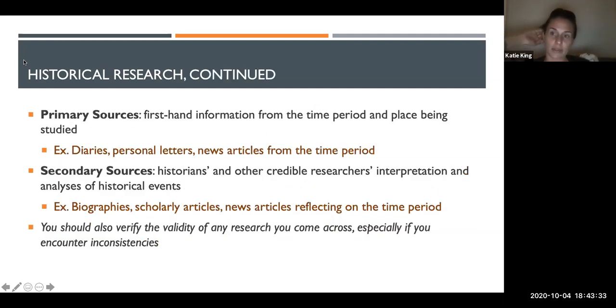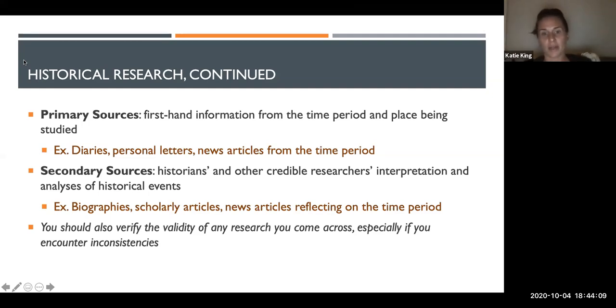In historical research, you'll have primary sources and you'll have secondary sources, right? Primary sources are firsthand information of the time period and place being studied. So these will be things like actual diary entries or personal letters or newspaper clippings from the time period in which the story takes place, in which the narrative takes place. So in other words, it gives us that immediacy, that sort of like this time in history, this is what's going on kind of a thing, right?